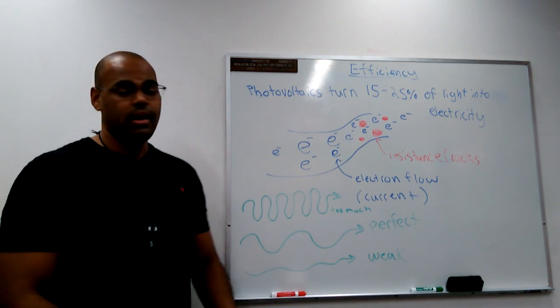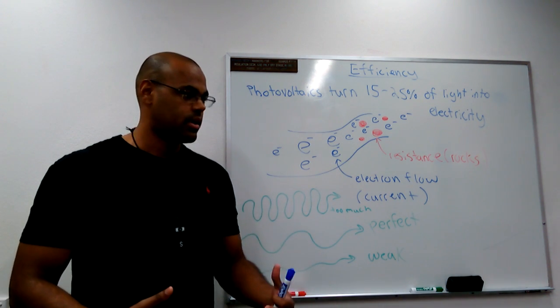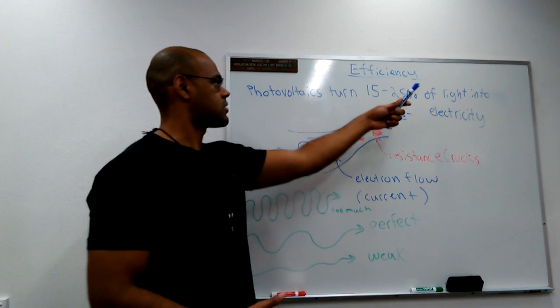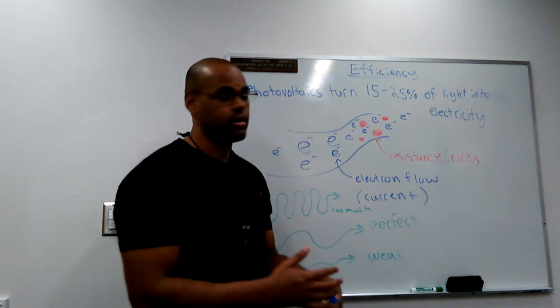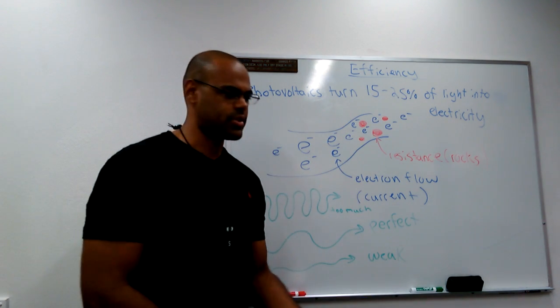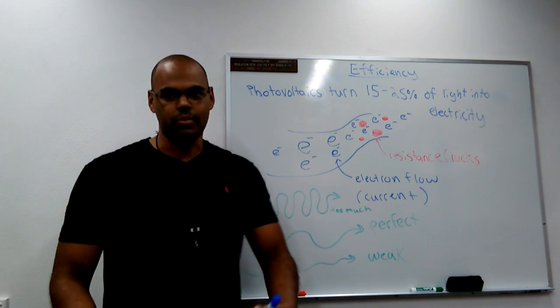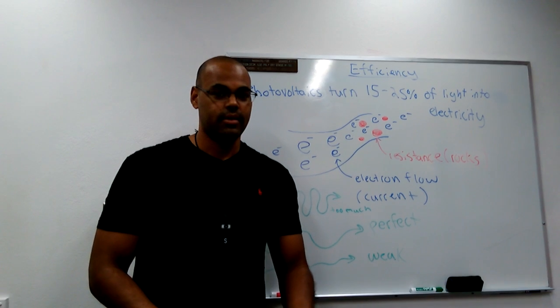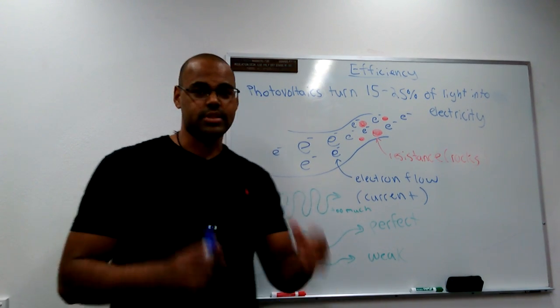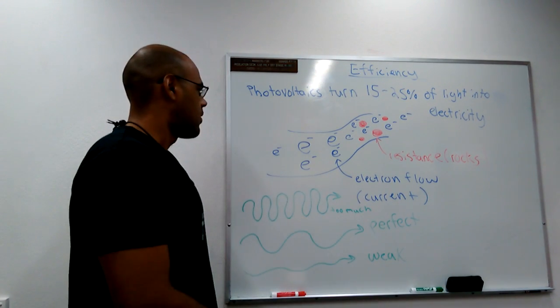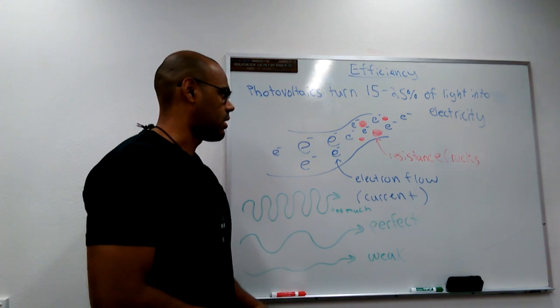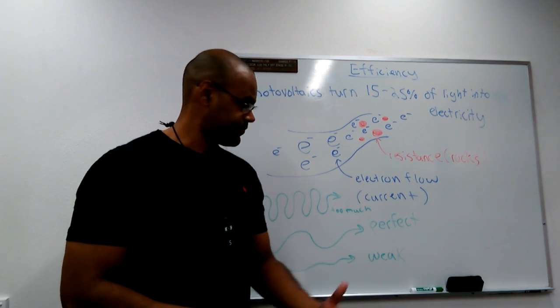So, modern day solar panels turn between 15 to 25% of that sunlight into usable electricity. Now why is this? Why is it so low? And could it ever be 100%? Well, to answer this question, we got to look at some properties of electricity and light.